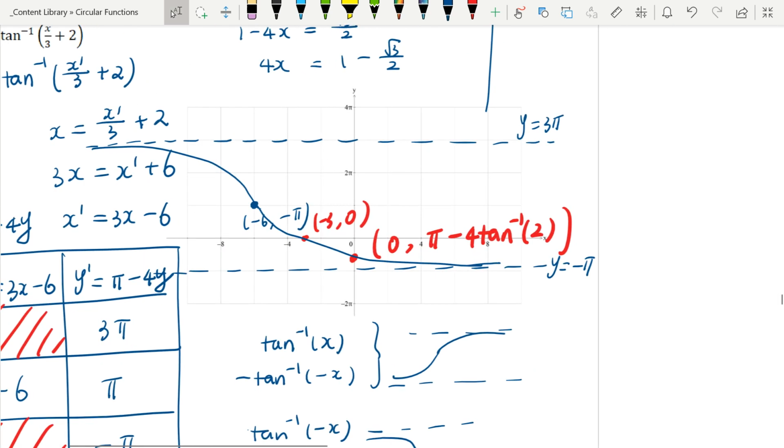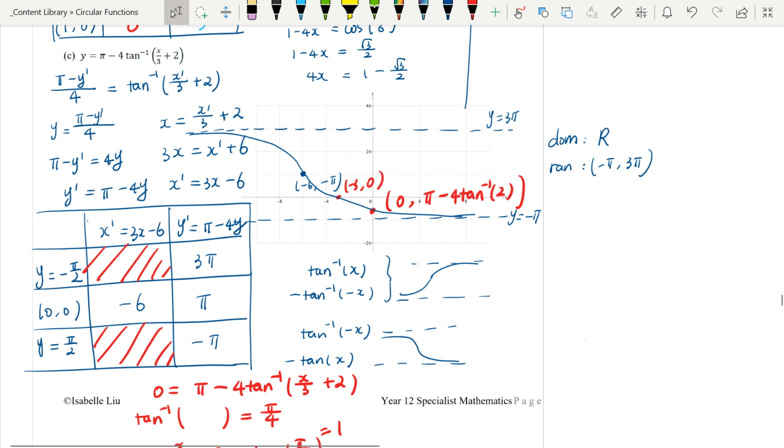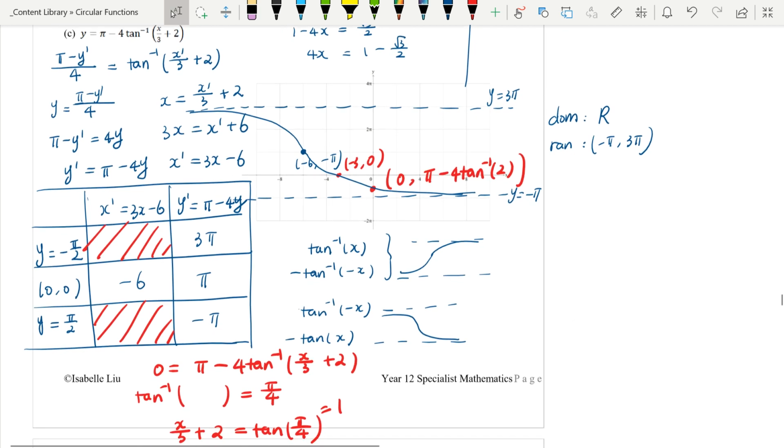Okay, what's the domain for this question? Last question. Domain R. Range. What's the range? Thank you. Negative pi to 3 pi. Okay, in between the two asymptotes, but not taking the asymptotes. All right. That's it. I'll just stop here.